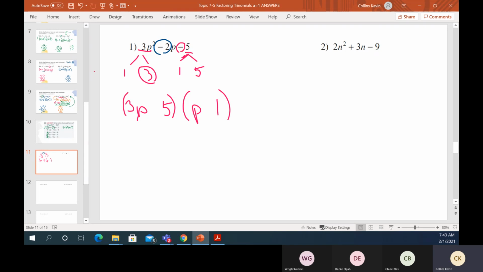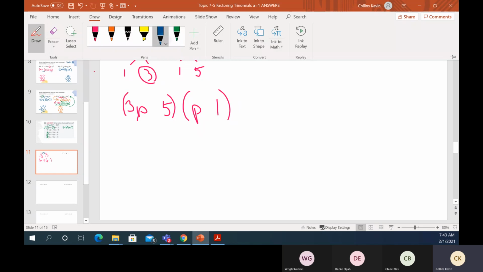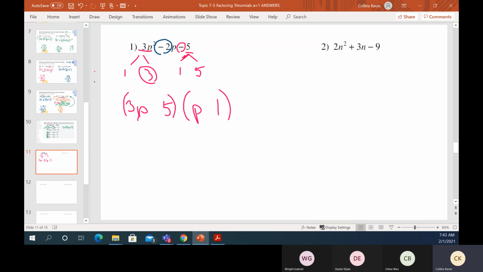So now we kind of look at it like this. So let's look at the inside and the outside guys. So the inside guys are the two in the middle. So 5 times p is 5p, right? And then we've got our outside guys. We've got 3p times 1. That's 3p. And we need these guys to equal negative 2p. So which one should be negative then, the 3p or the 5p?